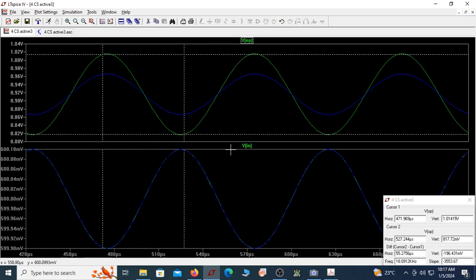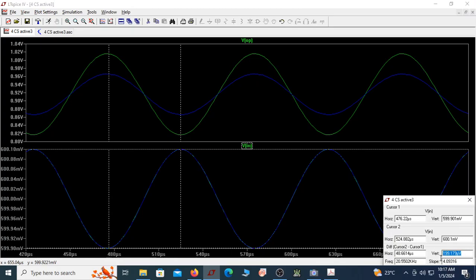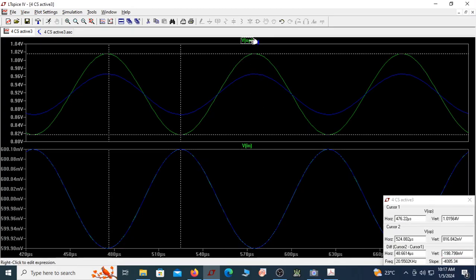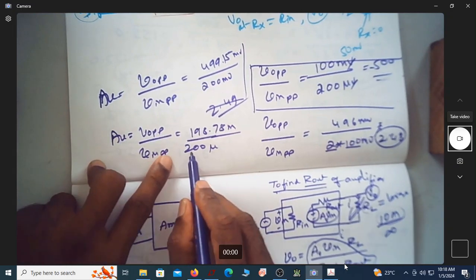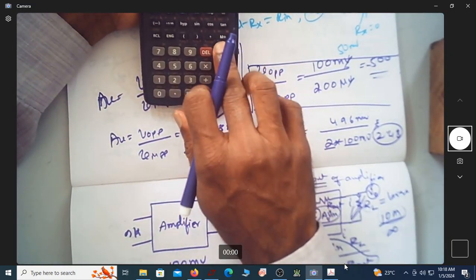Let me first do it on the input. Input is known to be 200 microvolt. Can you see it's almost 200 microvolt, 199.1? Let us see the output. Let me note down V0 peak to peak by V in peak to peak. V in peak to peak was 200 micro. What is V0 peak to peak? If you can see there, it is 198.78 millivolt. See these values? This is 200 microvolt, and this is 198.78 millivolt. This is milli, this is micro.